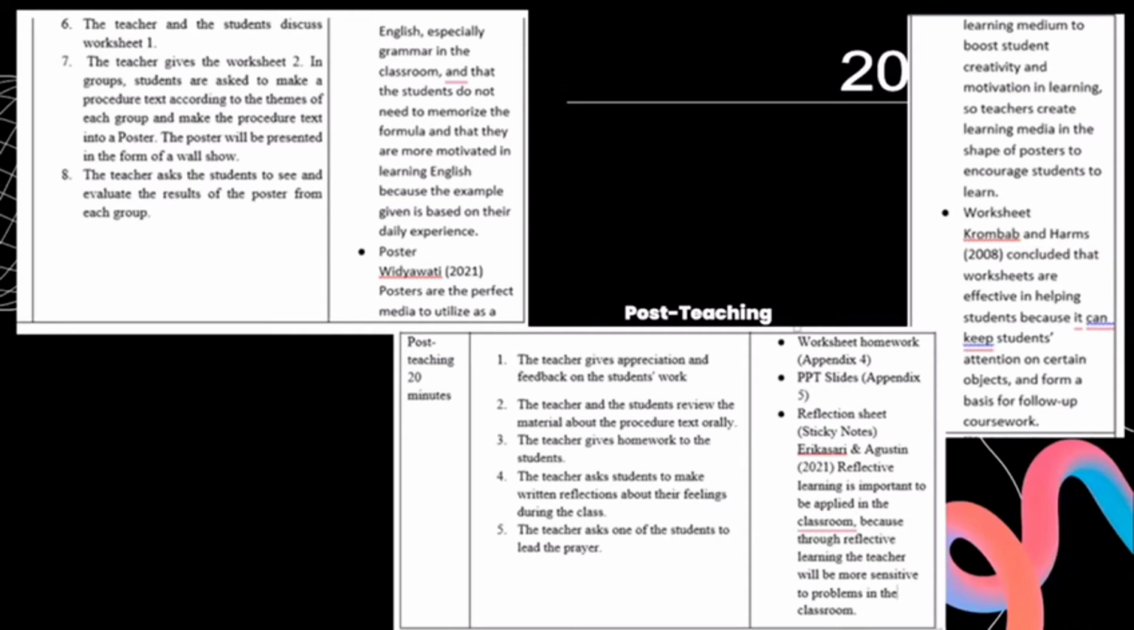Students are asked to make a procedure text according to the themes of each group and make the procedure text into a poster. The poster will be presented in the form of a wall show. And the last of main activities procedural teaching, the teacher asks the students to see and evaluate the result of the poster from each group.